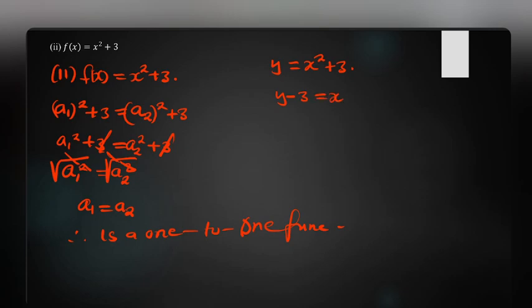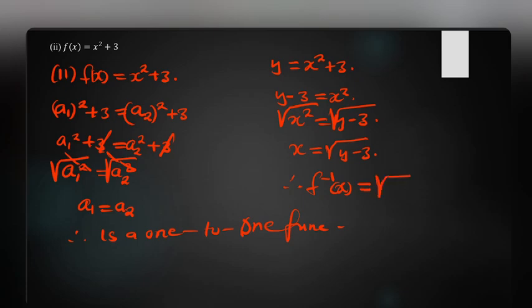Then this will give us x squared. So we have x squared, which is y minus 3. And from here we introduce a square root. Then we have x, which is equal to the square root of y minus 3. So therefore f inverse of x will give us the square root of, remember whenever you're writing the inverse, you substitute the y with an x, then minus 3.